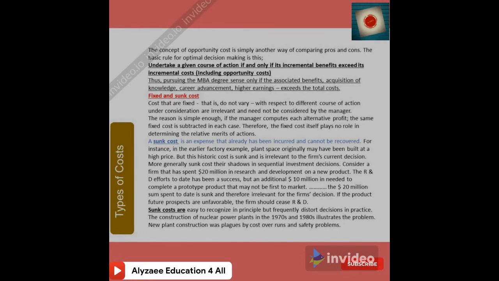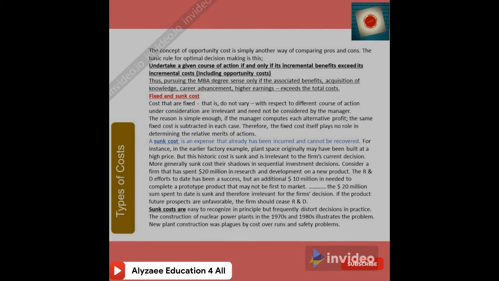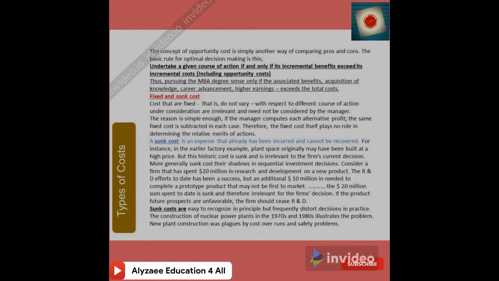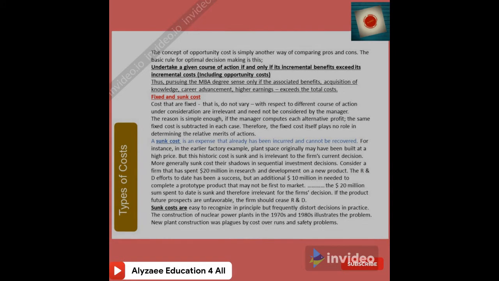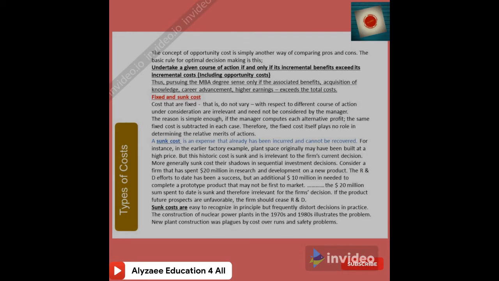So the $20 million already spent is a sunk cost and therefore irrelevant to the firm's decision of whether or not to go ahead with that prototype. The cost that has come from R&D is there; you have already spent it. If the product's future prospects are unfavorable, the firm should cease R&D. So the concept of sunk cost becomes clear here. Beyond this, there is another definition of sunk cost related to a power plant; you can go through it, and I hope this will clarify the basic concept.